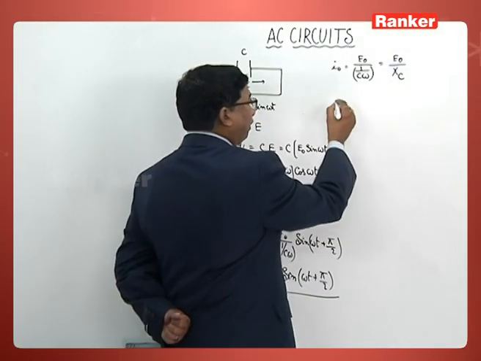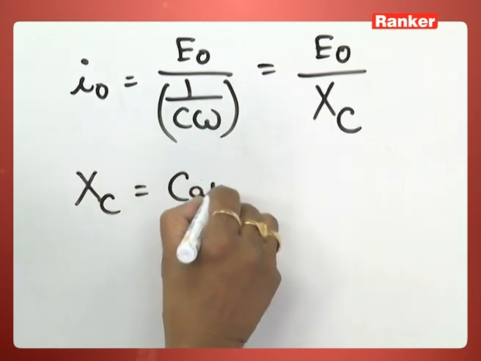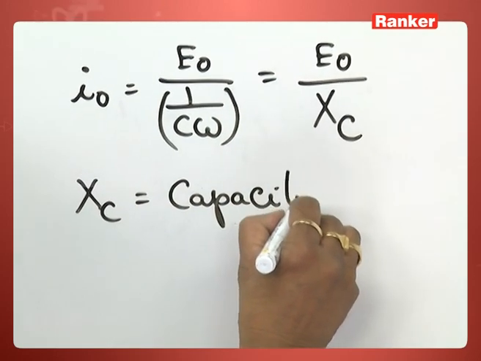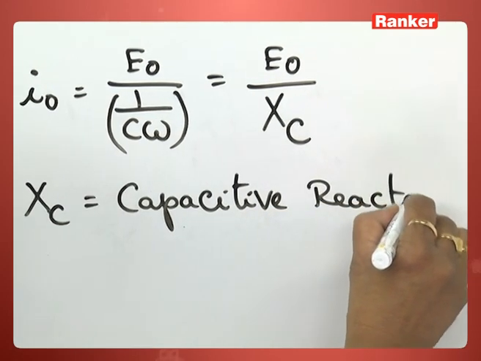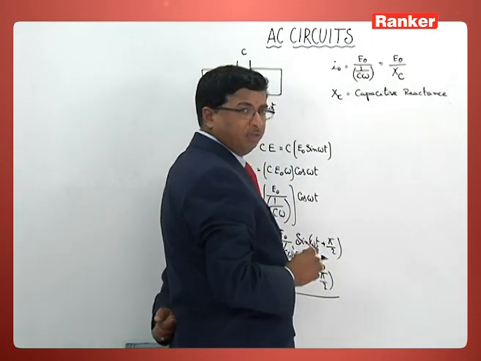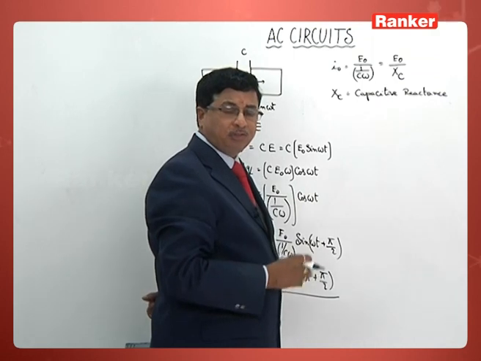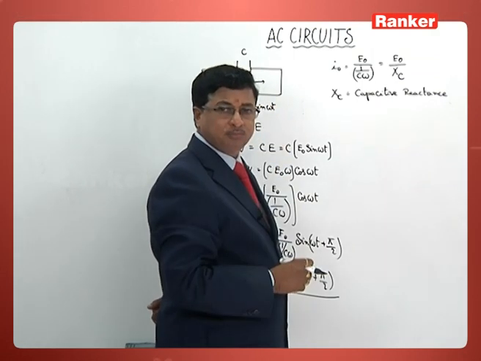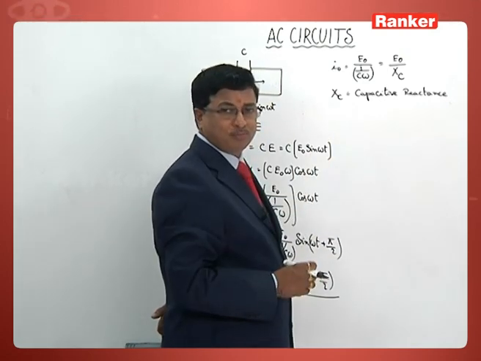And what is this XC now? It is called capacitive reactance. In the case of pure inductance circuit, it is called inductive reactance. That was L omega. Now here it is a capacitive reactance.